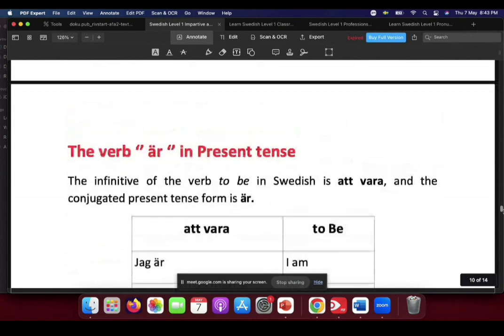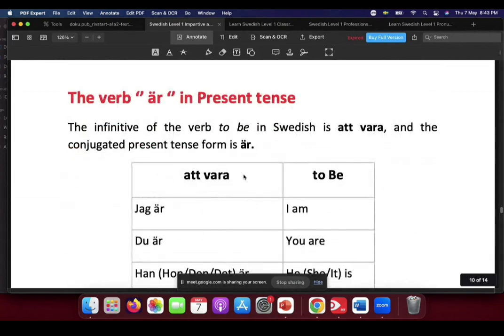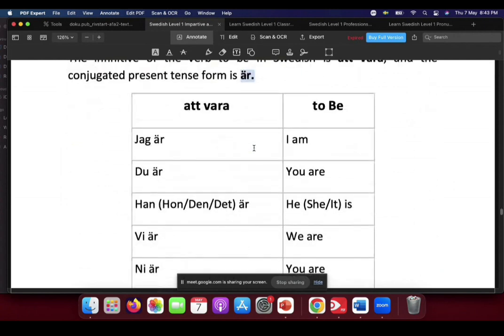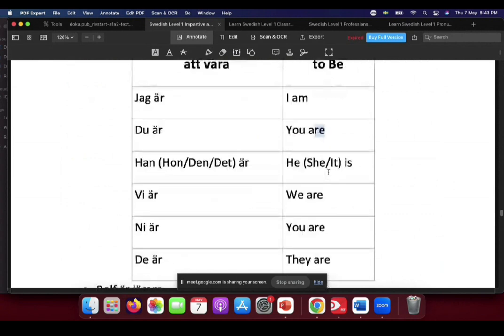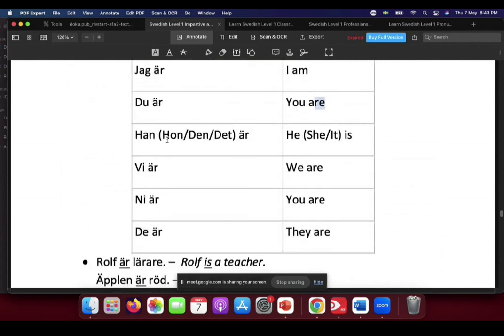So first we check the most common irregular verb, är. We use it a lot. Why? Here is att vara, its original form, and you can take här är for present tense. Jag är, I am. Du är, you are. Han är, he is. Hon är, she is. Vi är, we are. Ni är, you are. De är, they are.